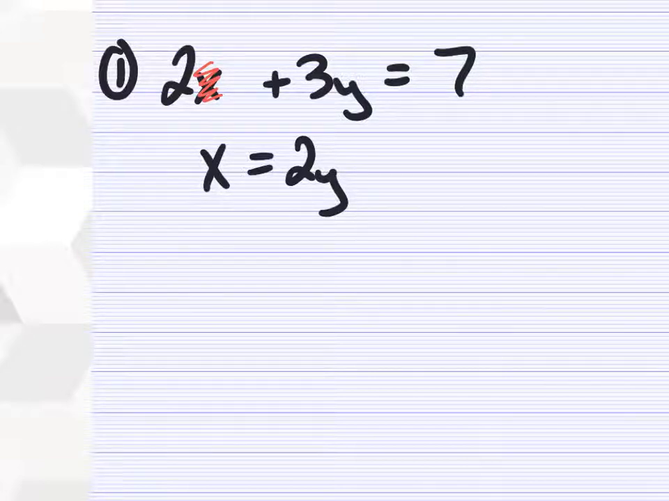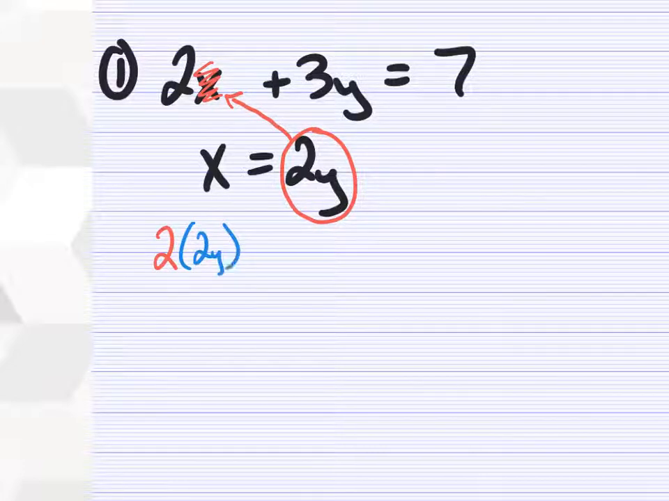So on the top equation, if I take out an x, I can plug in a 2y because it says they're equal. So my new equation after I put these two together is 2, but instead of 2x, it's 2 times 2y plus 3y equals 7. From here, we solve it. 2 times 2y is 4y.